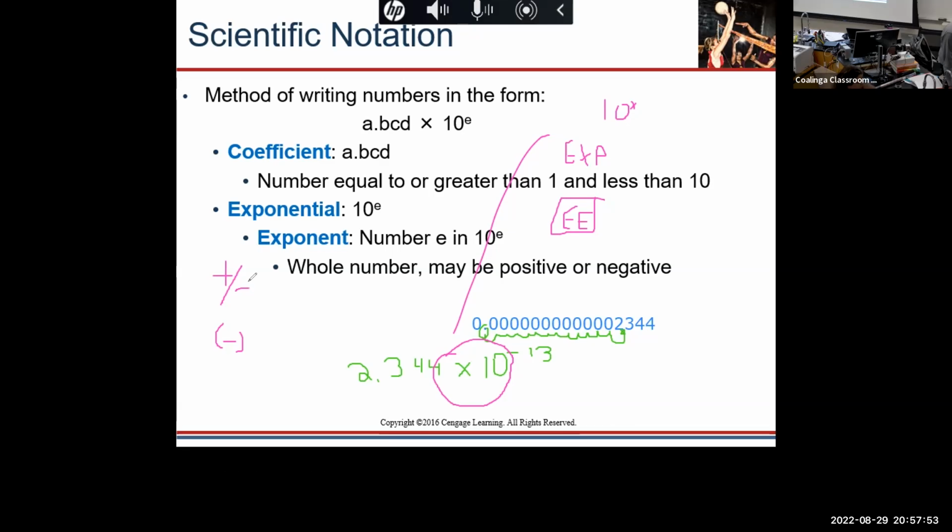Type in the number, then type plus or minus 13. No, put it right here. Plus or minus 1, 3. No, because you already have the times. And then minus.